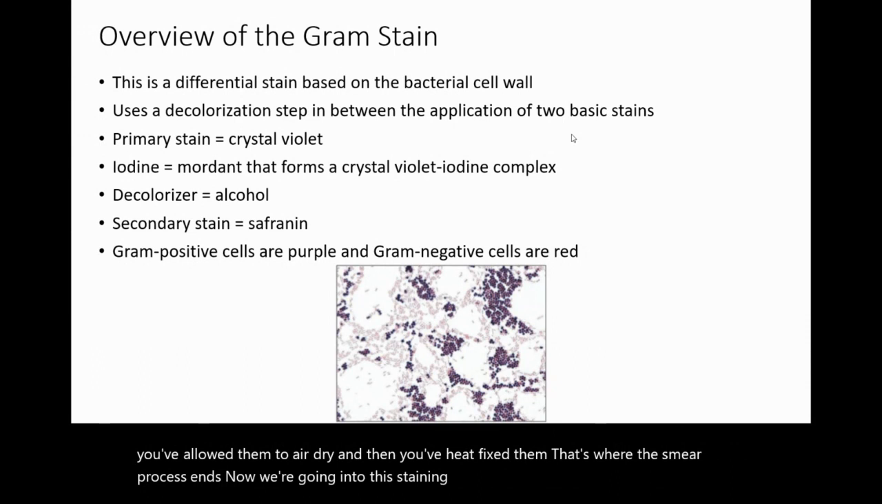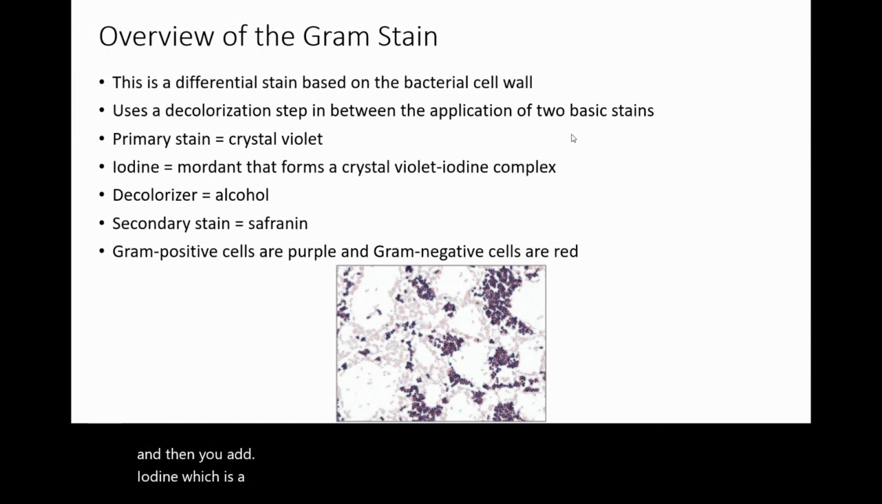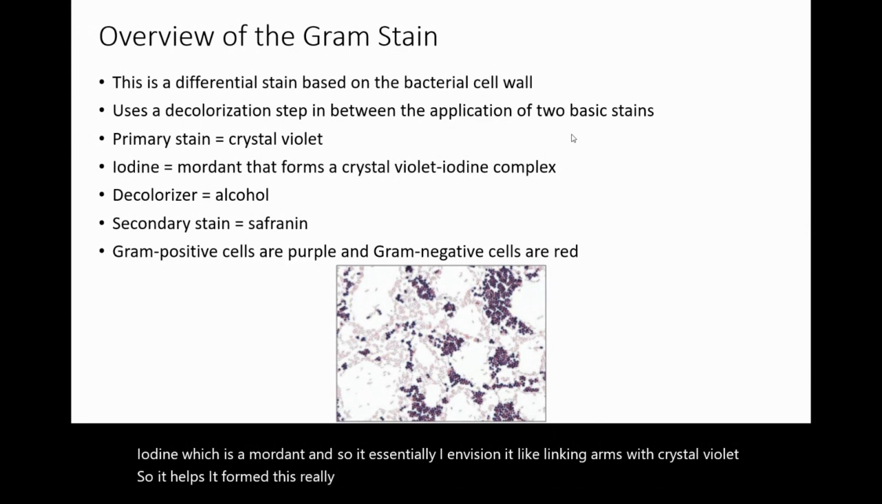So you first add crystal violet, which is a simple stain. It has a positive charge, so it's attracted to the negative charge of the cell. And then you add iodine, which is a mordant. And so I envision it like linking arms with crystal violet. So it helps it form this really large structure.